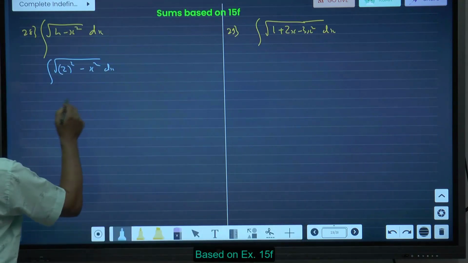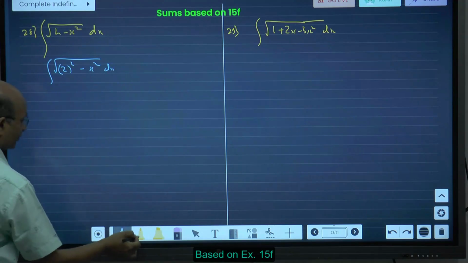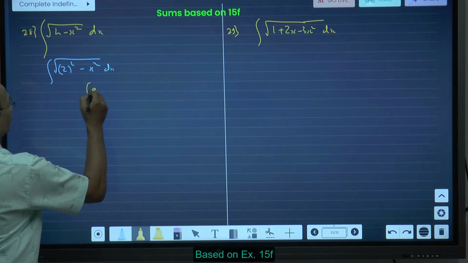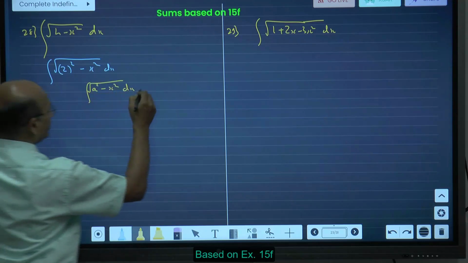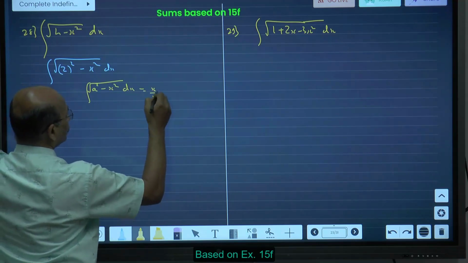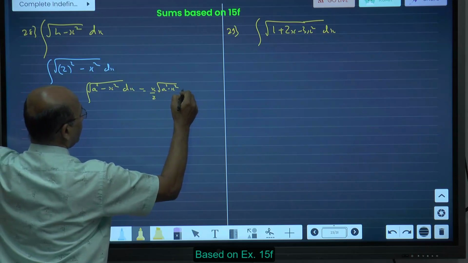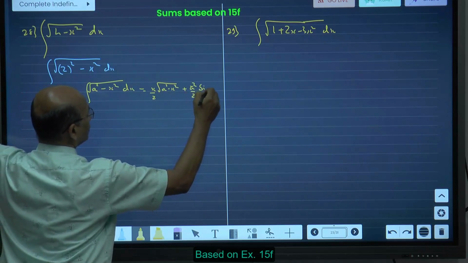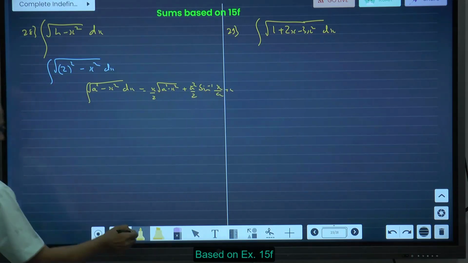Now, a square minus x square, everybody knows the formula now. What is the formula? If you want, I will just write down this. Remember, the integral of root of a square minus x square dx is x by 2 square root of a square minus x square, plus a square by 2 sine inverse x by a plus c. So, I am applying the formula now.